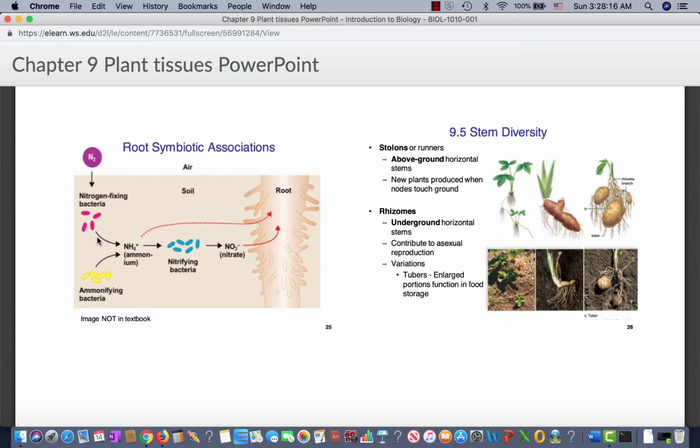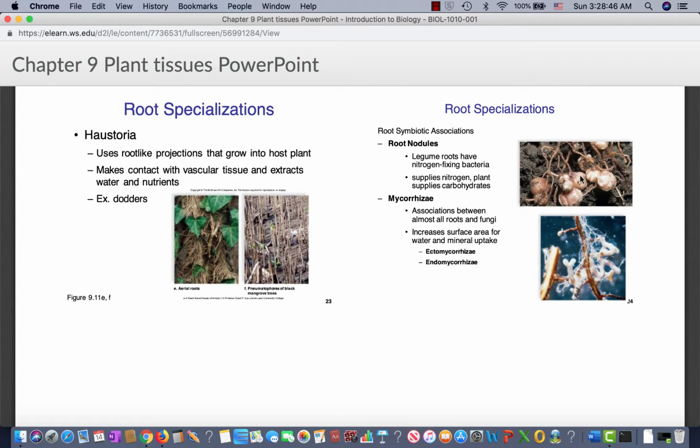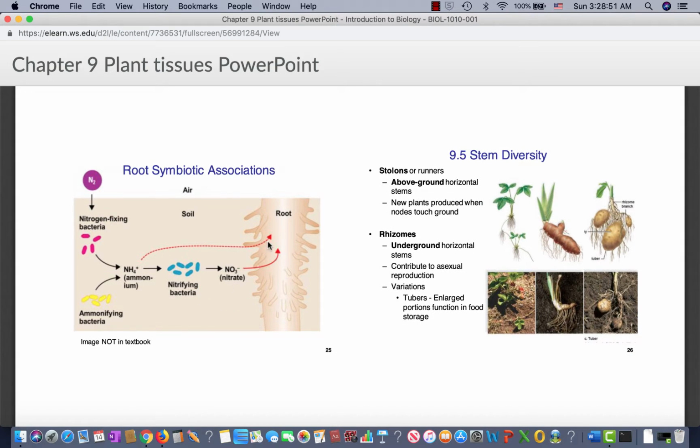So you've got this elemental nitrogen. Bacteria in the soil fix it into ammonia, and then you've got other bacteria that can take that and turn it into nitrate. The nitrate is the form that the plants can actually use. So this can either be done just floating around out in the soil, or you can form one of these root nodules and have the bacteria directly in the root doing it, right then and there.